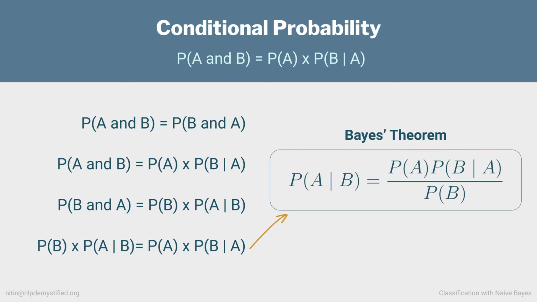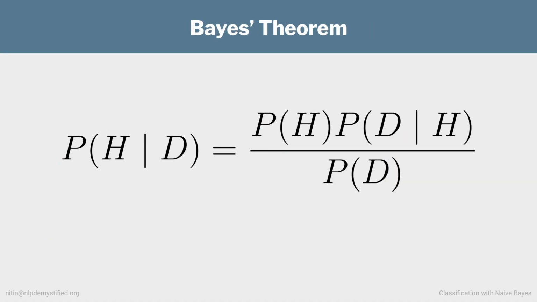Finally, by dividing both sides by the probability of B, we get Bayes' theorem. And as simple as it may seem, it's pretty powerful. Let's modify the letters in the formula. Instead of A and B, let's replace it with H and D, where H is some hypothesis or belief we hold, and D is some body of data. Together, this is the probability of a hypothesis or belief being true given some observed data.